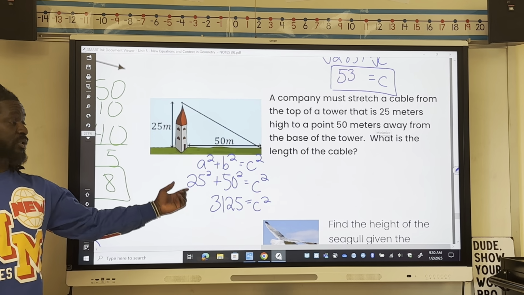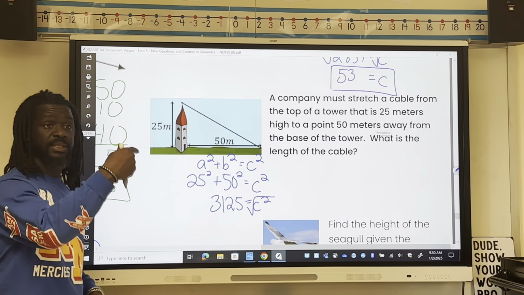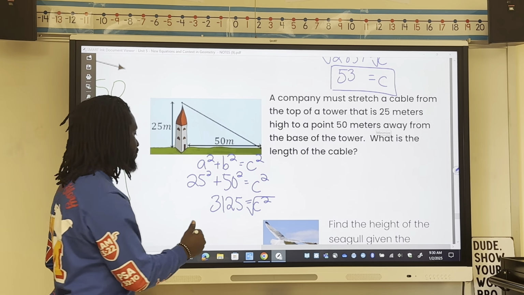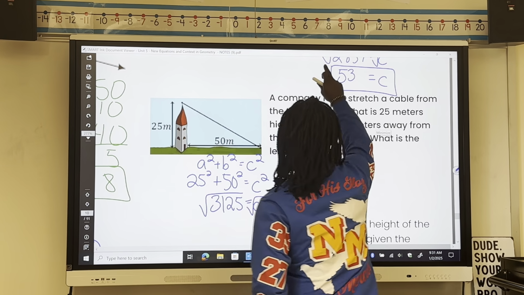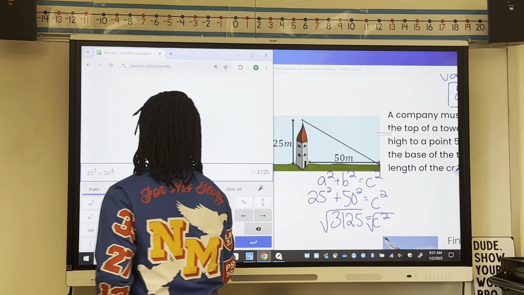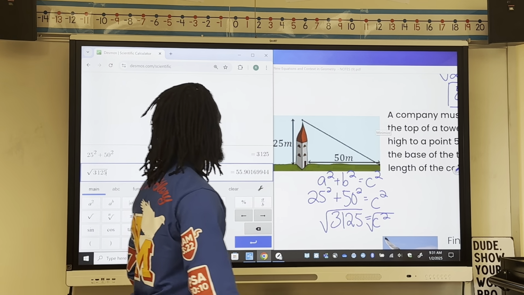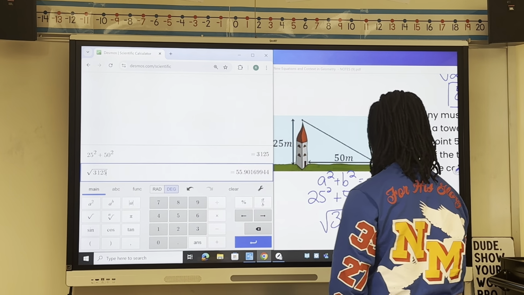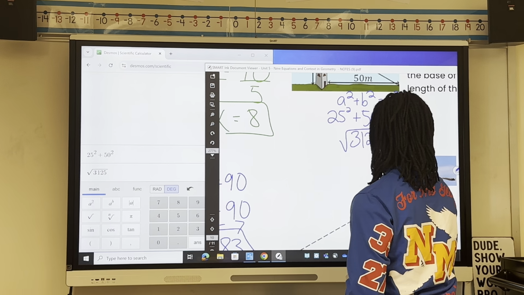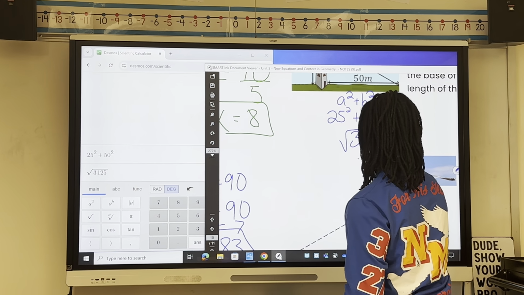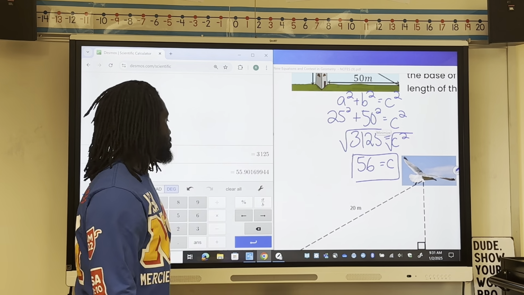And so to find C, to get C by itself, I have to do the square root because it is C squared. The inverse of C squared is the square root. And when I do that, and we'll round it to the nearest whole again, that gives me 55.9, so we'll round that up to 56. All right, there you have it.